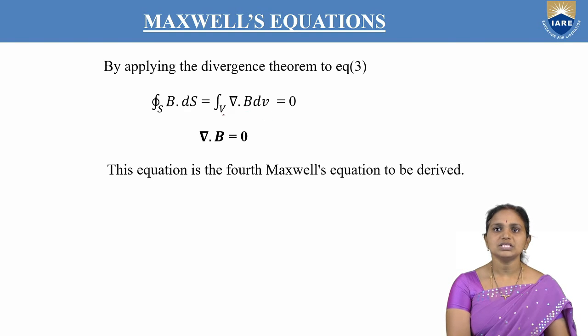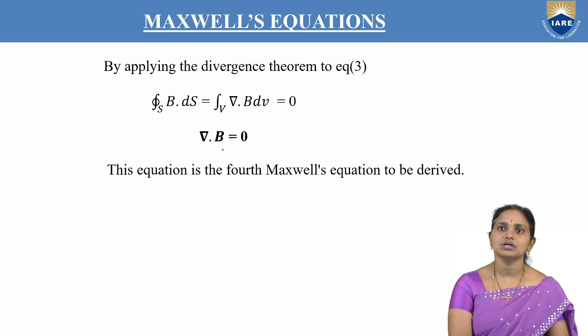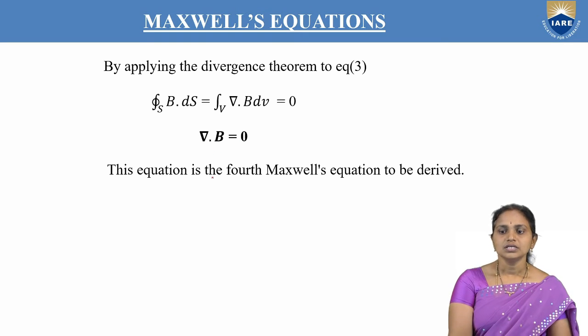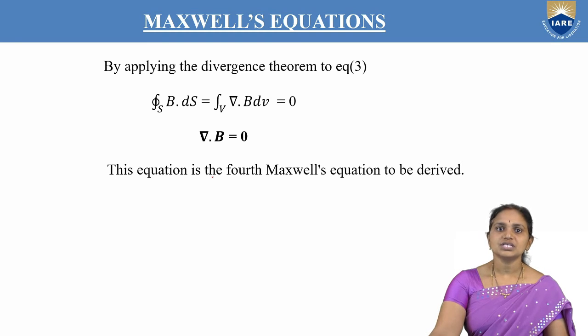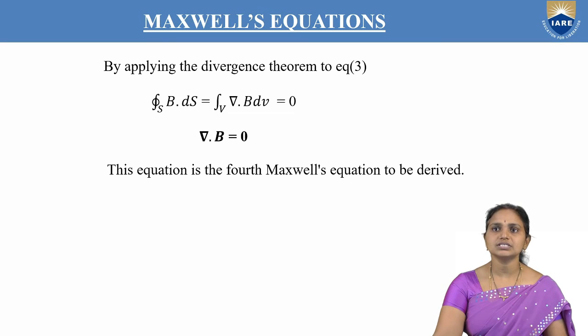Now from this equation, this entire product must become 0. But dv never becomes 0, so the other term in the product must be 0. Then del dot B equals 0. This del dot B equals 0 is given as the fourth Maxwell's equation. So the fourth Maxwell's equation is obtained from the magnetic flux density term, which is represented as B, and that fourth Maxwell's equation is del dot B equals 0.